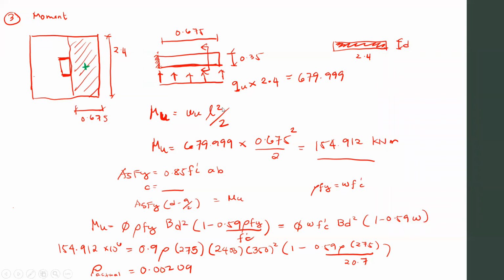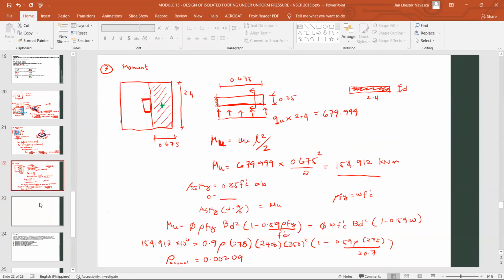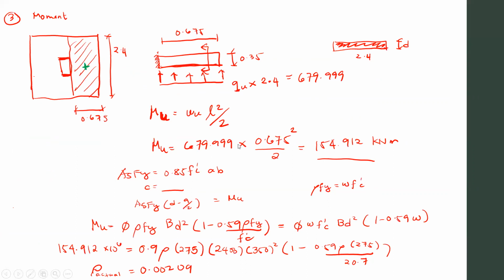Okay? So if you recall, kailangan pa natin i-check yan sa rho minimum, 'di ba? Kulang na tayo ng isang page, so dagdag tayo ng isang page. Kailangan na lang natin siyang i-compare sa rho minimum. So if you recall, ibalik natin dito. Rho actual is equals to 0.00209. And di ba meron tayong dalawang rho minimum?